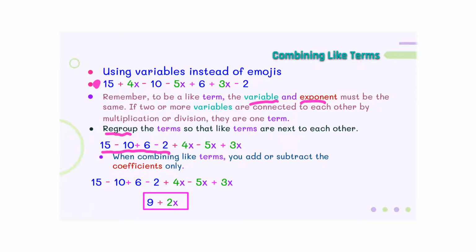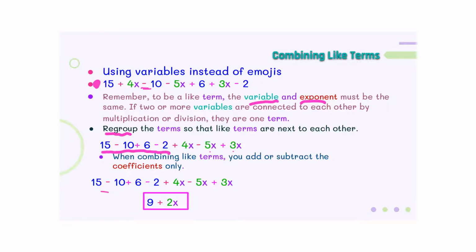And if you notice, the sign that comes immediately to the left of a term is the sign that belongs to that term. So 15 minus 10 plus 6 minus 2, and then I regrouped them, and then 4x minus 5x plus 3x. So I rearranged my expression in order to have my terms next to each other.